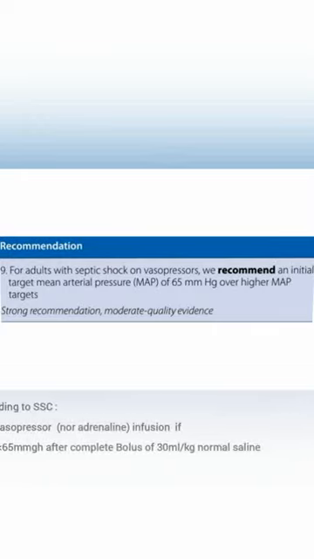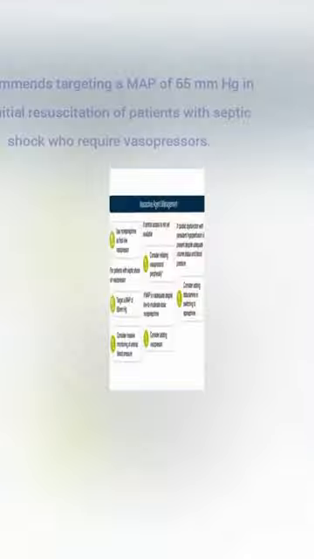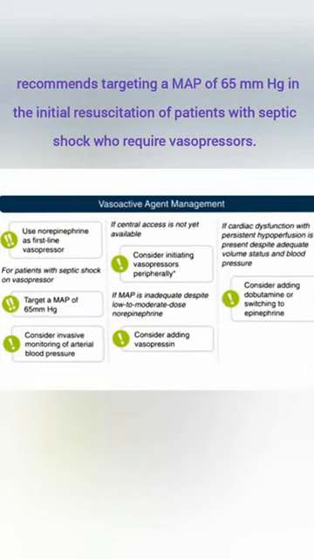Therefore, start vasopressor, which is noradrenaline infusion, if MAP is less than 65 after complete resuscitation with 30 ml per kg of normal saline crystalloid. This is a table outlining the use of vasopressors in septic shock, as noradrenaline is the first line. If central access is not available, consider initiation of vasopressor peripherally, and if MAP is inadequate despite low to moderate dose of norepinephrine, consider addition of vasopressin, targeting MAP 65 or above, and start invasive monitoring immediately.